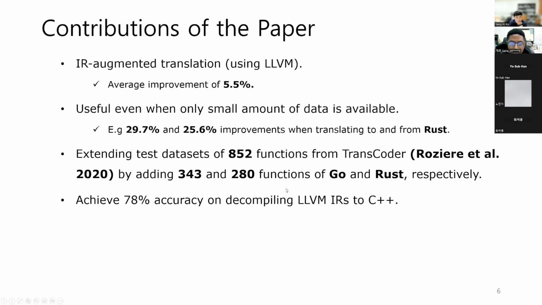And also, along with this code translation, the authors have developed a neural decompiler. It achieves 78% accuracy in decompiling IRs to C++ source code.